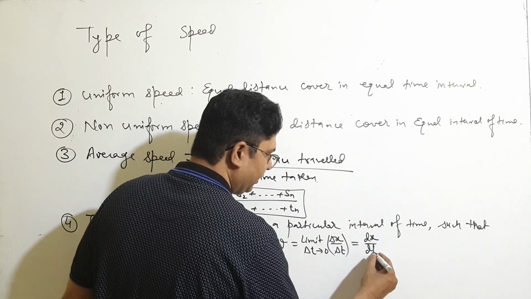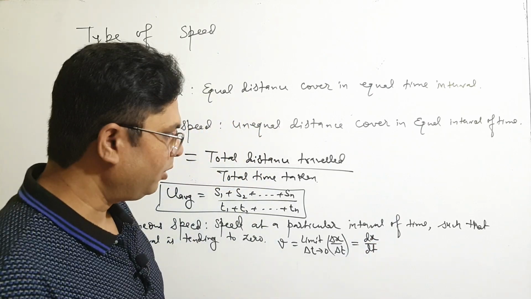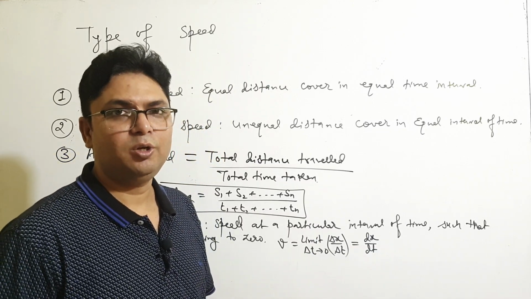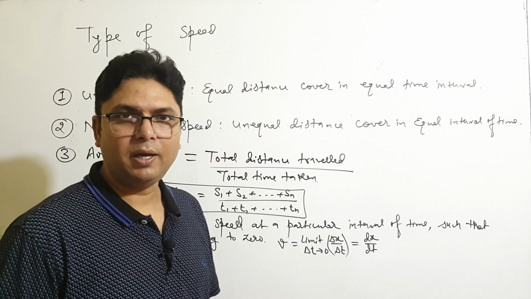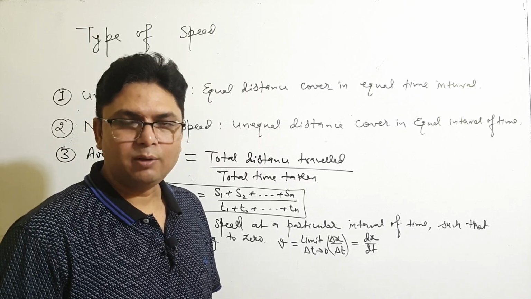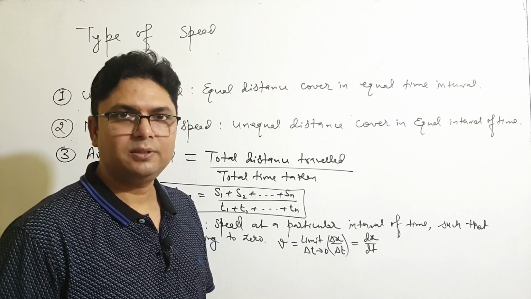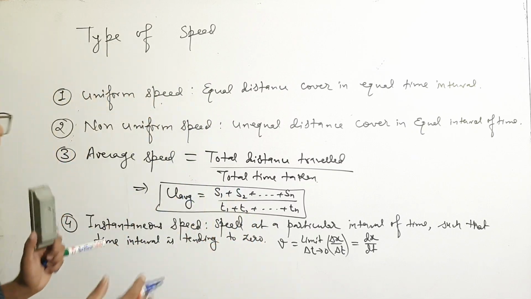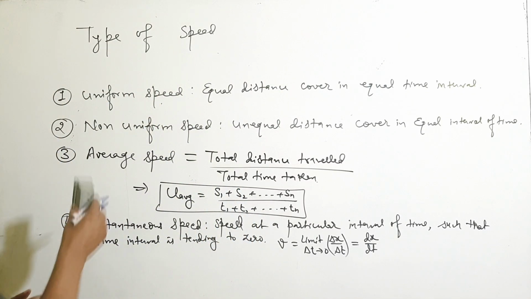And this can be written as dx upon dt. So dx upon dt is said to be differentiation, which you have already learned in my video lecture on basic calculus used in physics. There you have learned about differentiation. Now you have seen that there are 4 types of speed.